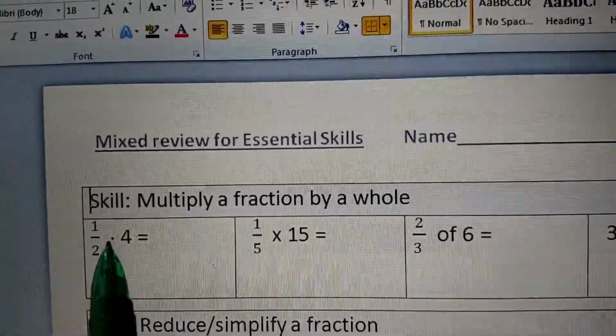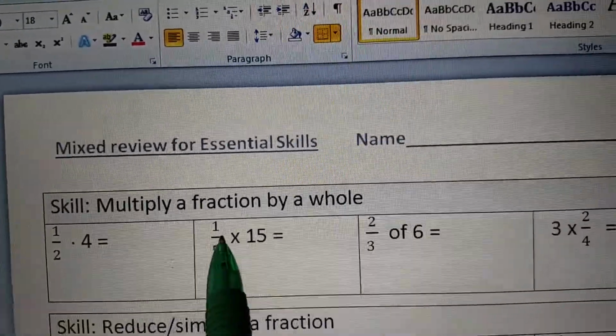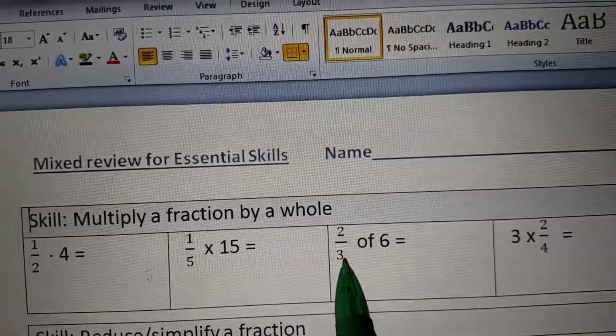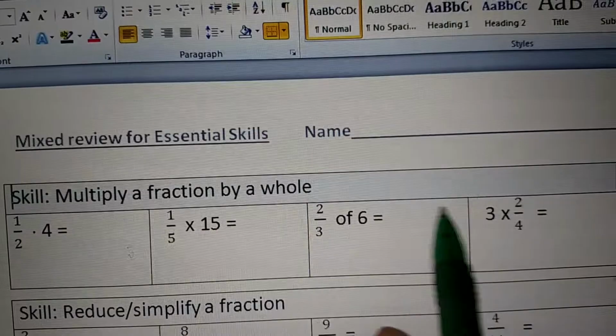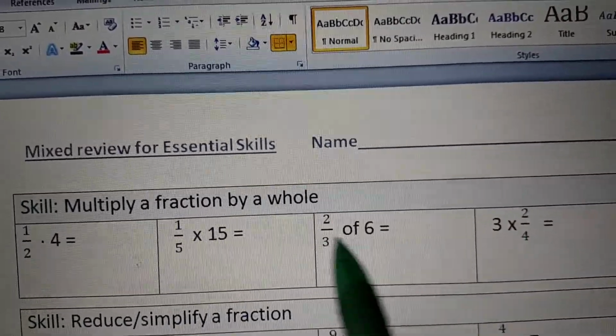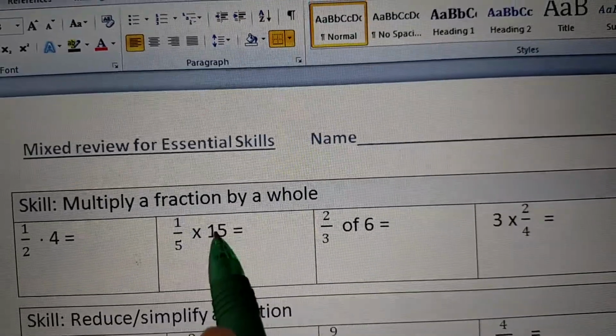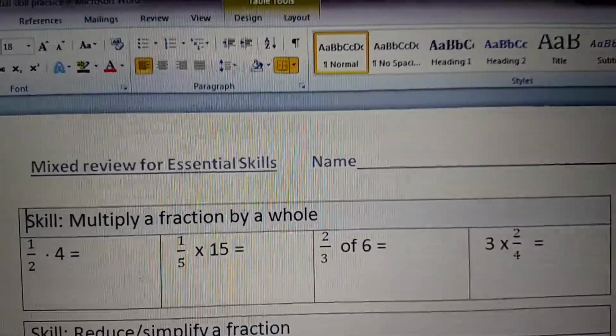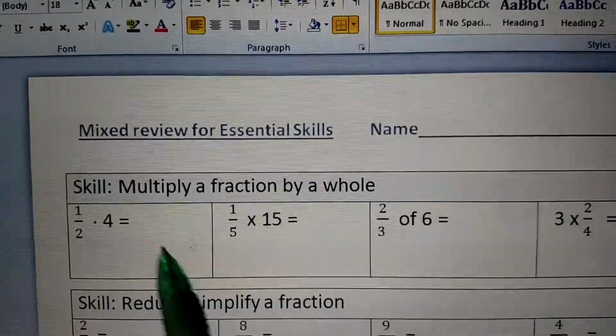That little dot there stands for multiply. X stands for multiply. Of, when you're dealing with fractions, stands for multiplying, and then there's another X. So all four problems are fractions being multiplied by a whole, or a whole being multiplied by a fraction, but it's still the same process. So let's go over this one right here.